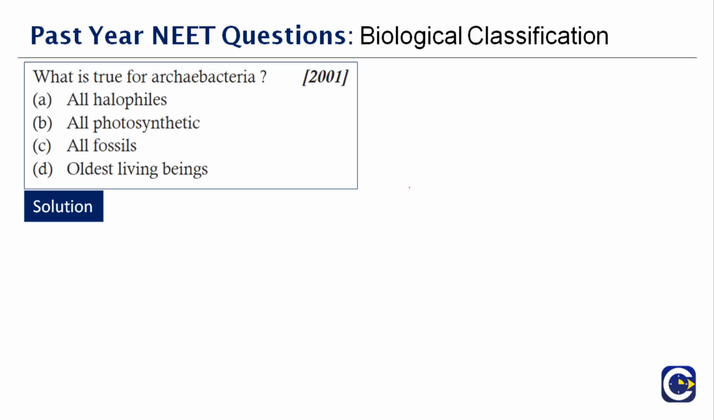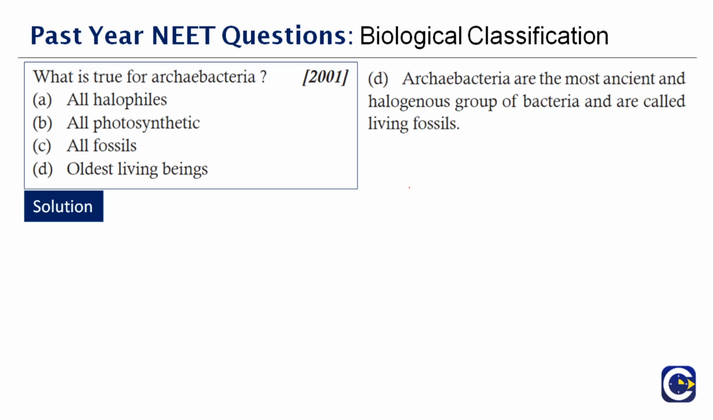If you ask me, it is not that all are fossils, all are not photosynthetic, and all are not halophiles. As I already said, you have acidophiles, depending upon the source that they live in. Certain bacteria can live in rich salt conditions or rich acid conditions, hot springs, temperature variations. So there are conditions like that. The correct answer is option D. They are the oldest of the living beings. They are even considered now as living fossils because they evolved a long time back. The correct answer is option D.